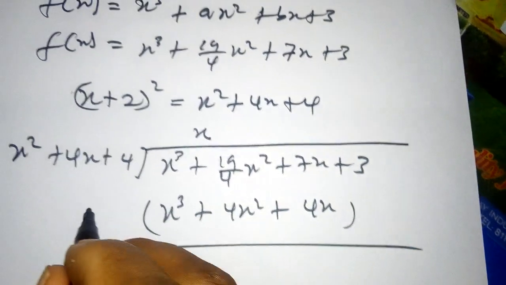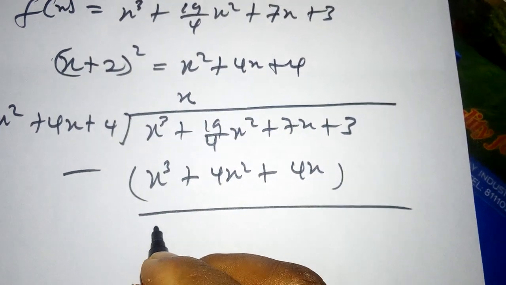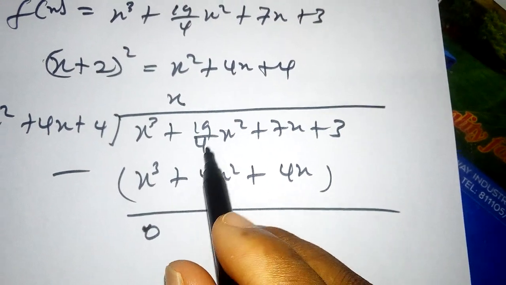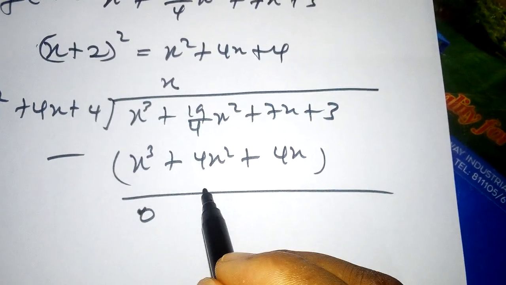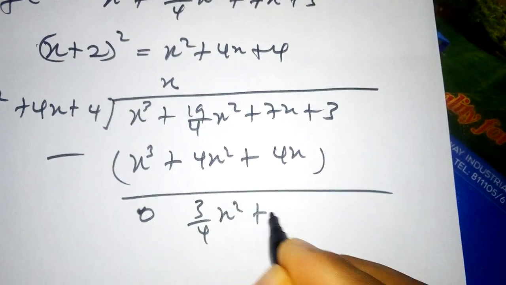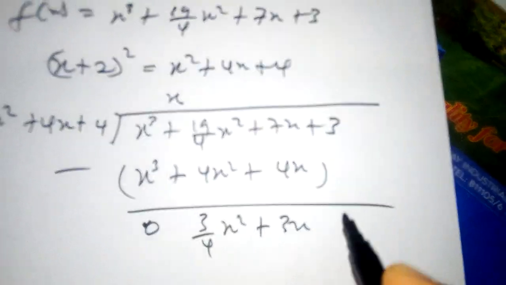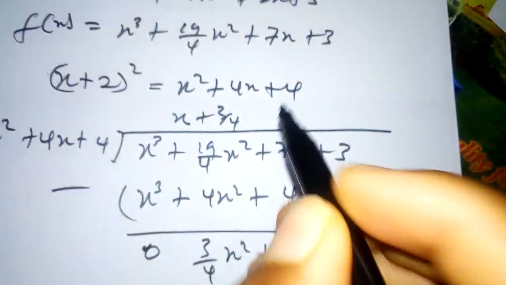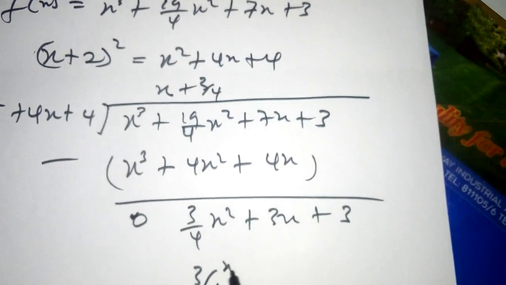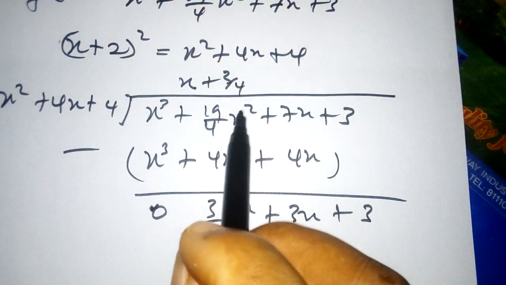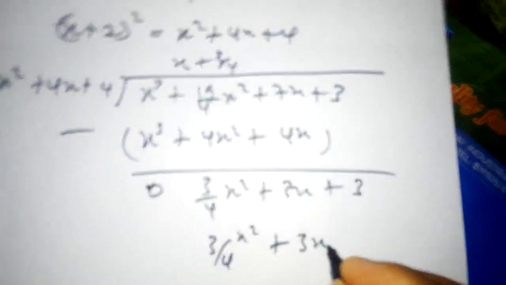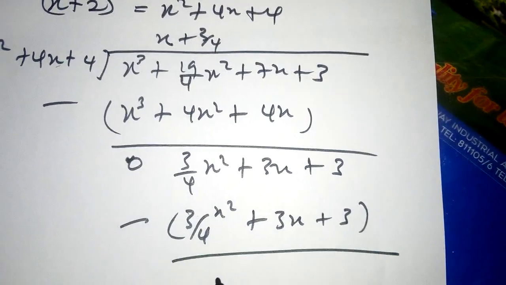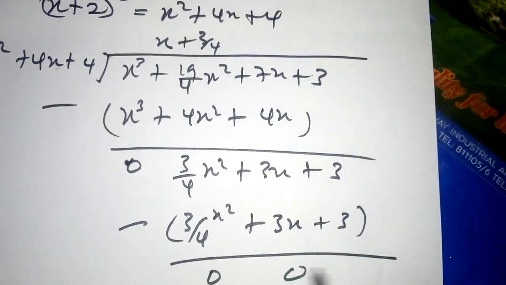So I'll just do my subtraction here. This one gives me 0. When I subtract this from this, 19 over 4 minus 4, that should give me 3 over 4 s squared. If I subtract this, I'll get 3s. I'll bring my 3 down. What do I need here? I need plus 3 over 4 times this one. I'll get 3 over 4 s squared plus 3 over 4 times 4s, I'll get 3s. Times this, I'll get plus 3. When I subtract, I'll get 0, 0, 0.